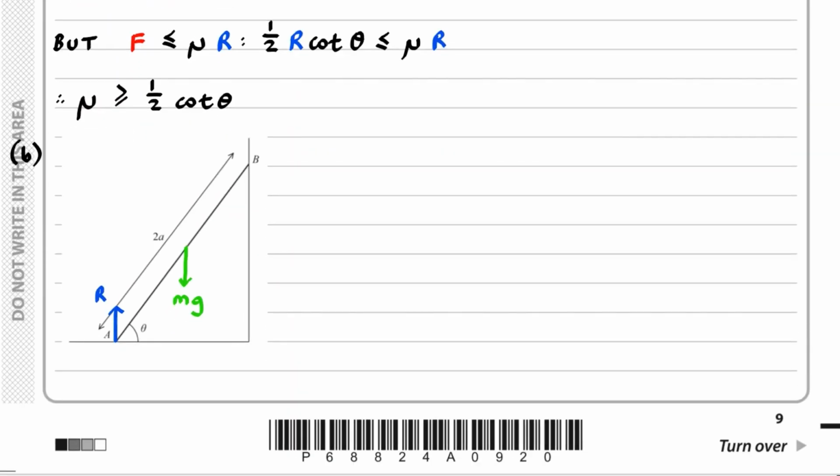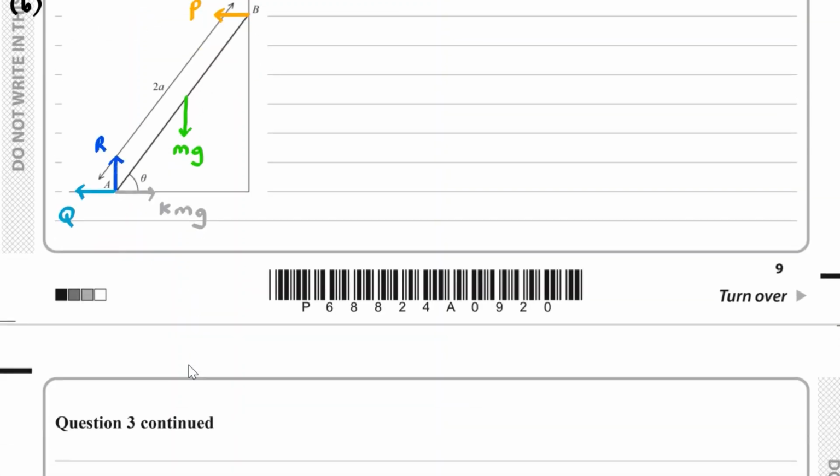So we have a force going in this direction of magnitude kmg. So we're pushing the wall inwards. What's opposing it is a new frictional force over here. We'll call this new frictional force Q. And we've got the reaction at B. Say this has magnitude P. Now, what we need to do is find out what k is. How could we do that?